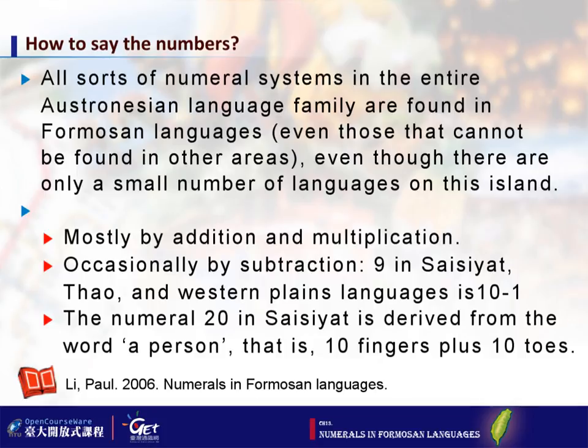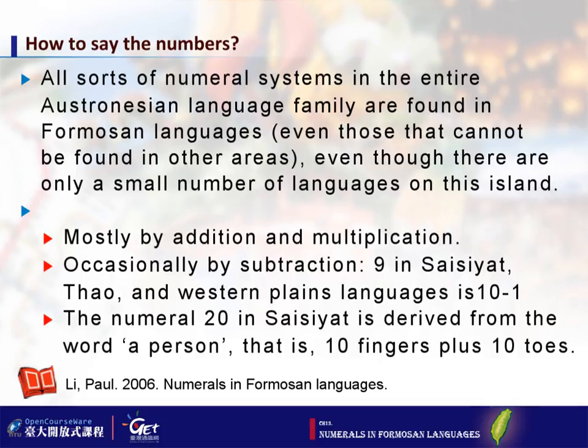So whatever system they are using to count, you can all find it in the Formosan languages, even though they cannot be found in other areas. Okay, such as the Sanxia 7. So even though there are only a small number of languages on this island, there are only 9 major tribes, and now we claim there are 42 dialects, right?